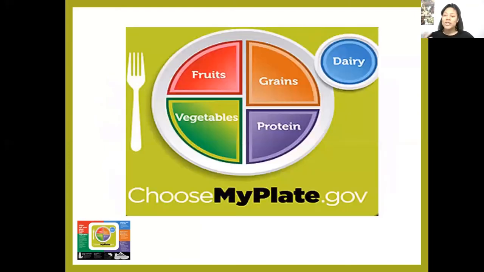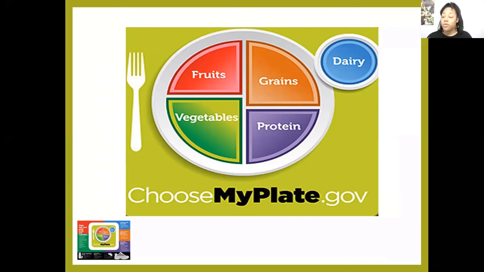All right. So I said before, choose my plate. This is a nationwide campaign, and it basically shows us that we should be eating a variety of foods throughout all food groups. We should make sure that we definitely eat our vegetables. We should have a variety of vegetables in our diets, because vegetables provide us with a lot of different vitamins and minerals. So we have to make sure that we're getting all that we need from all of our vegetables.